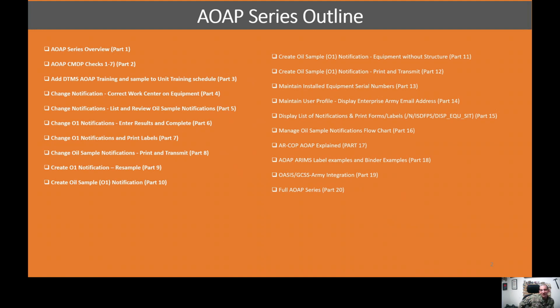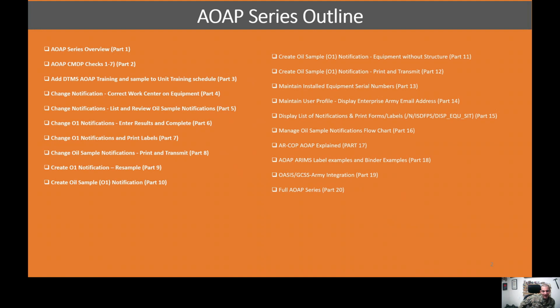Then we're also going to talk a little bit about maintaining installed equipment serial numbers and user profiles, making sure your email addresses are all current in there. A lot of it switched over to army.mil, so we need to make sure that's current as well. Display a list of notifications. We're going to talk about how to print forms and manage oil samples. We're going to hit ARCOP a little, and show you how to actually pull your data and your reports.